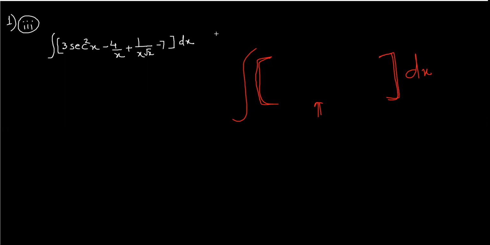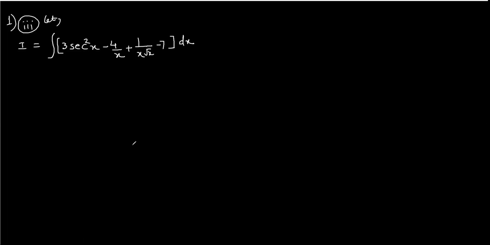Next, I write this as I. This becomes my integral I. So I write, let I equal to this. This is my first step. Like in differentiation we would write y equals to, here every time you are integrating some function with respect to x, you would write I equals to. Now I write separate integrals. So I get I equals integral 3 sec square x dx.